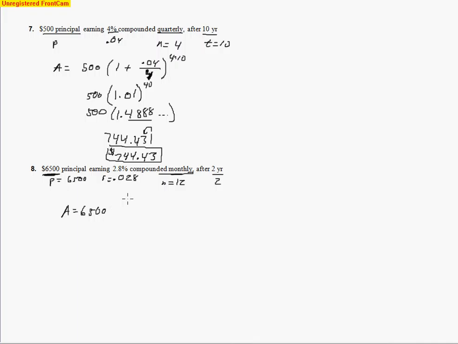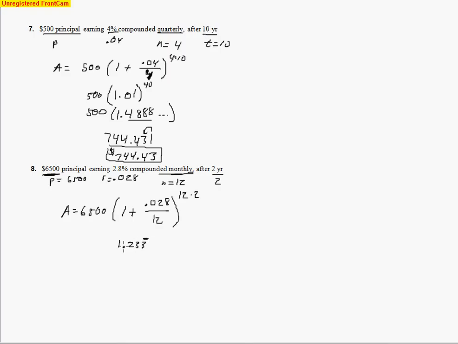6,500 multiplied by 1 plus 0.028. Now, I need to write that as a fraction, so I'm going to put it a little higher up. 0.028 over 12. And then I bring that to the 12 times 2 power. So I do this work. So 0.028 divided by 12 gives me this number. So I get a repeating decimal here, 2.3, and then it repeats. And that's because 3 is a factor of 12.